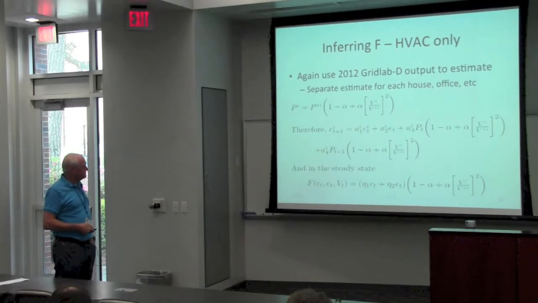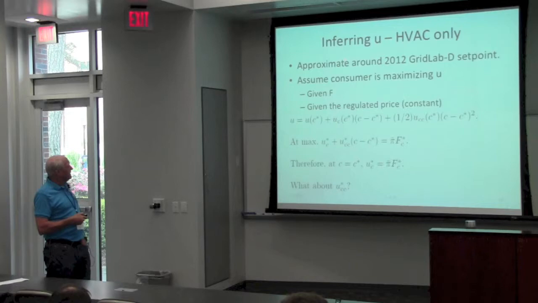Okay. What about utility? This is the other thing we have to do. We're going to do a quadratic approximation around the GridLab-D set points, the actual set points that we have for the consumers. Given the F and given the regulated price, consumers maximize their utility at the regulated price pi bar, and you can get a quick estimate of their marginal utility at C star. That's pretty straightforward. What about the second derivative?